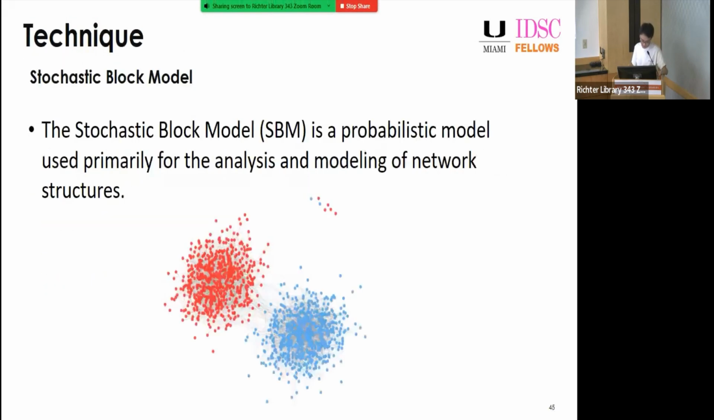Between the different groups of nodes, the probability of forming an edge is low, and within the group, the probability of forming an edge is higher.